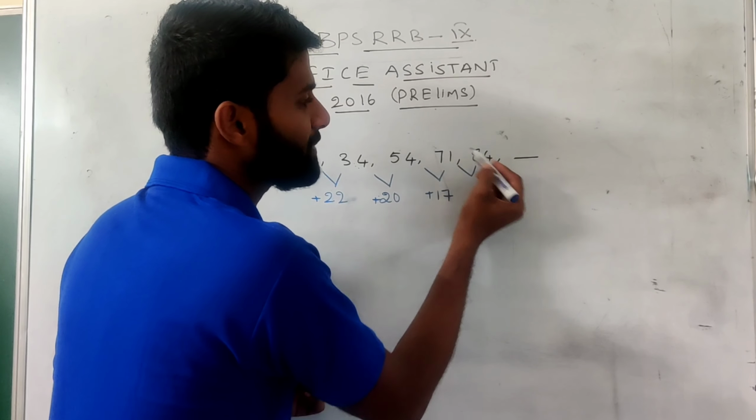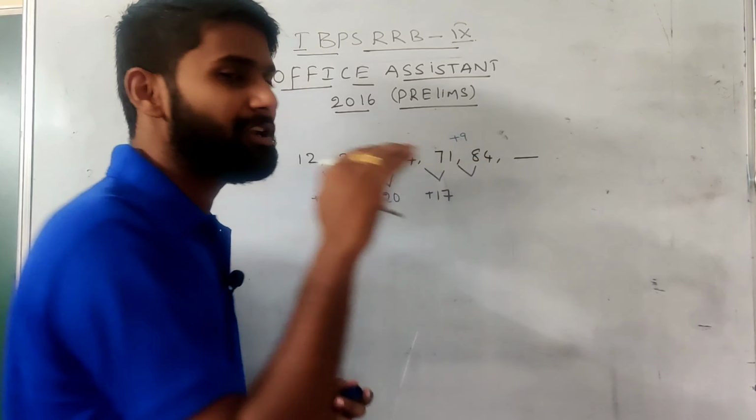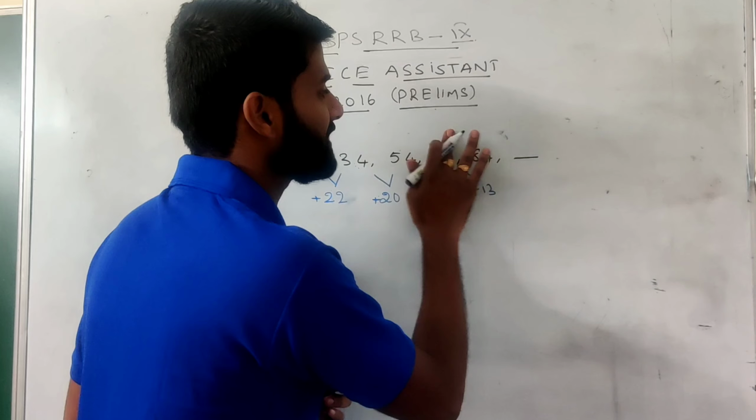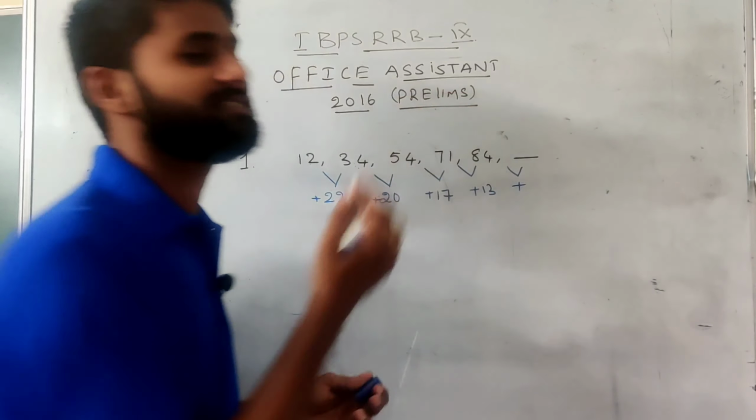Okay, see, 71 becomes 84. If you add 9, the value becomes 80, and 80 plus 4 gives 13. So we are increasing by 13. What is the next addition? That is our number series.